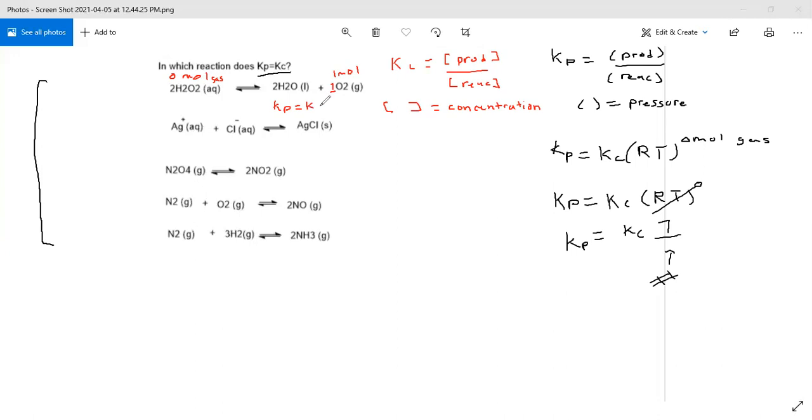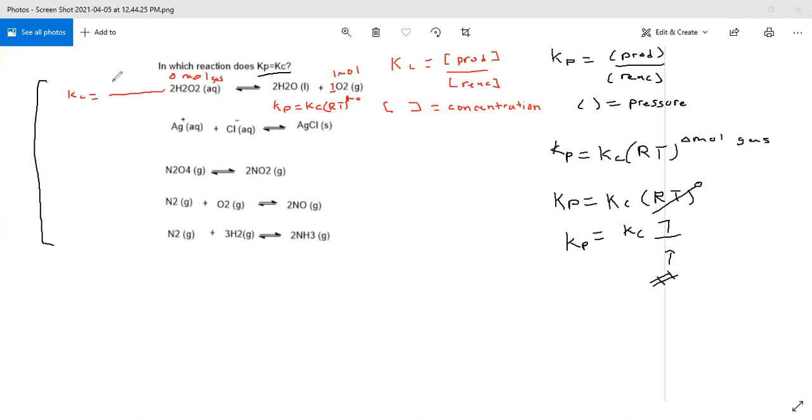So we are going to put in our Kc, and our RT is not going to go away because it's raised to the power of 1 minus 0, also known as 1. So now we know our Kc does not equal our Kp. Let's solve our Kc, because what if the question was not asking for Kp? What if it was asking for Kc? How would you write that? So you'd put concentration of products over concentration of reactants.